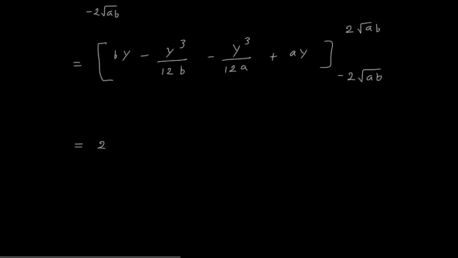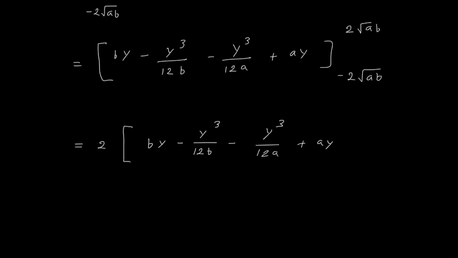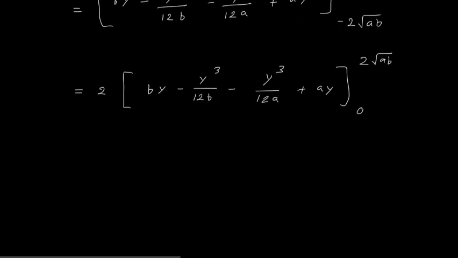This is 2 times, we say that by minus y cube divided by 12b minus y cube divided by 12a plus ay, and limit we put 0 to 2 root ab. So only one time we have to replace y. Okay, so here it is 2, inside in place of y we will write 2 root ab.